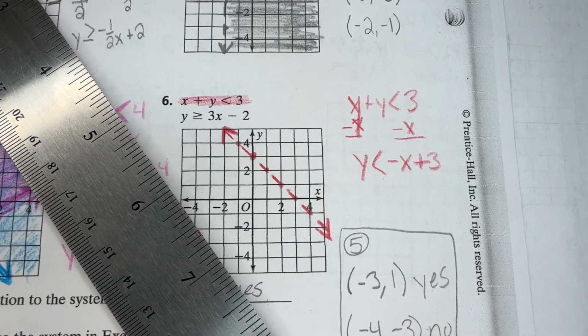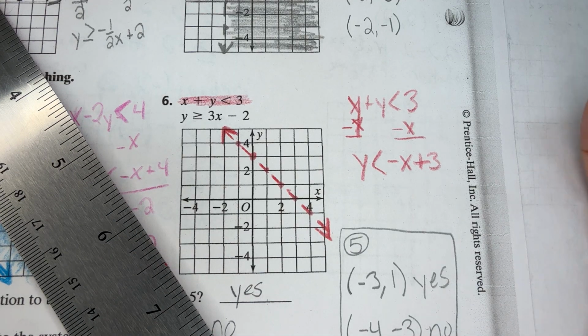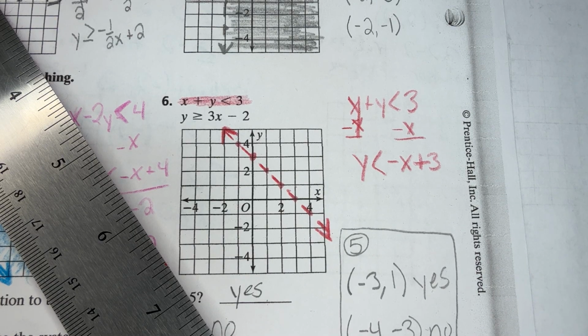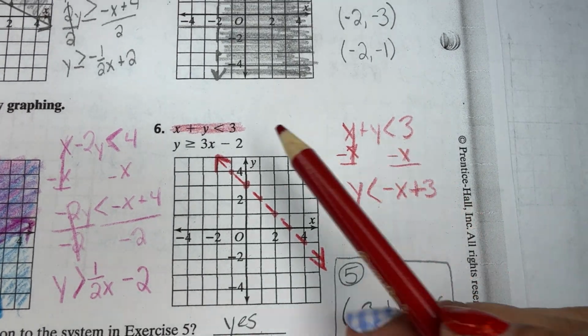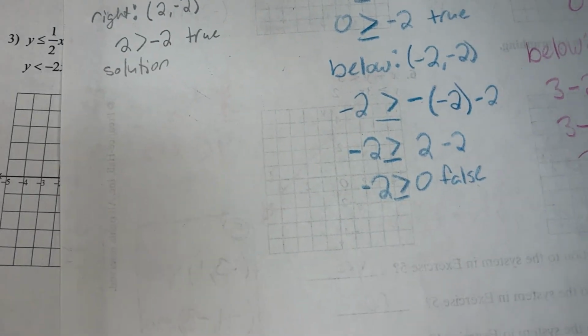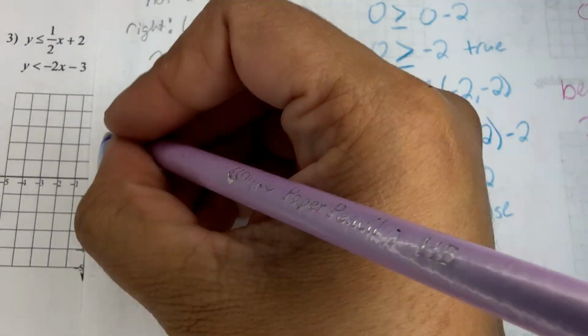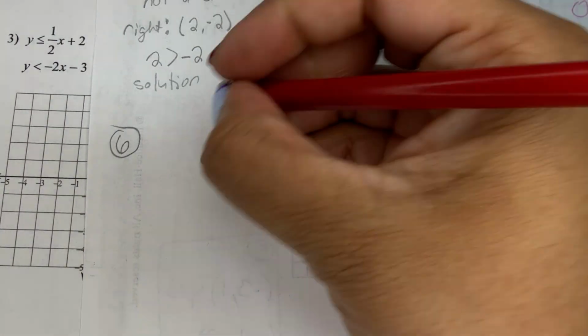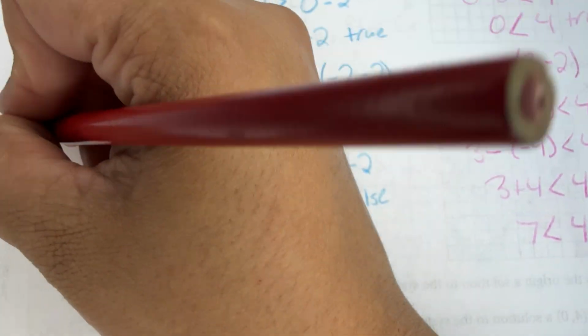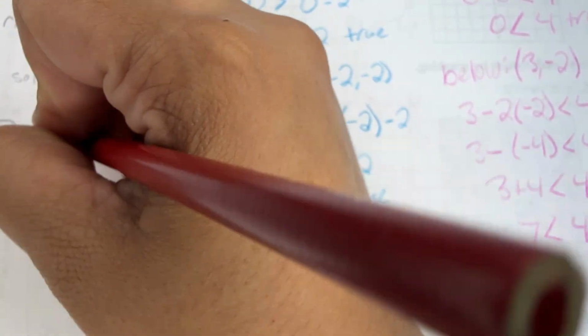Let's stick to the graphing, so we're on this side of the page first. Actually, no, let's do one inequality at a time. Last time we did both lines at the same time. Let's just do one inequality at a time. So now let's take the original, x plus y is less than 3. So for number 6, x plus y is less than 3.